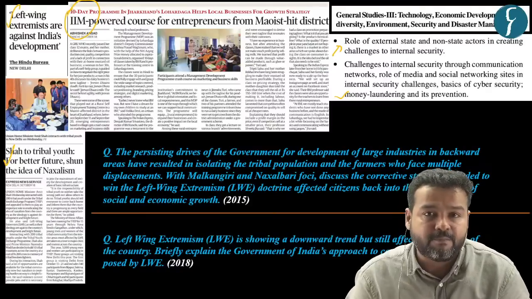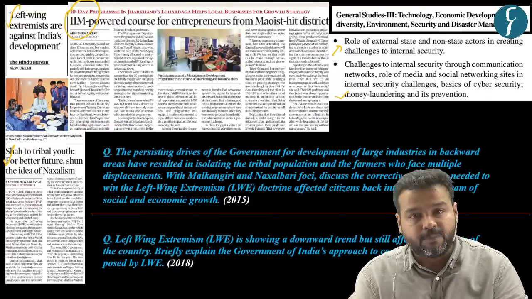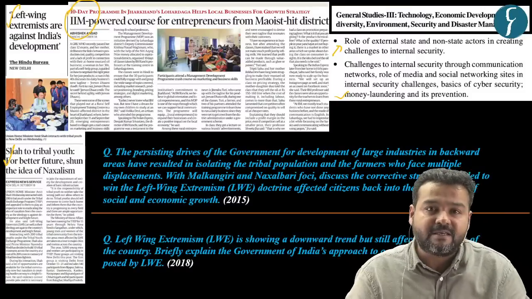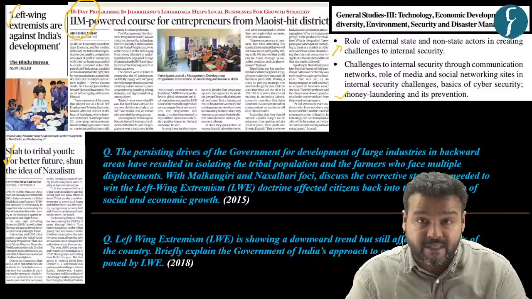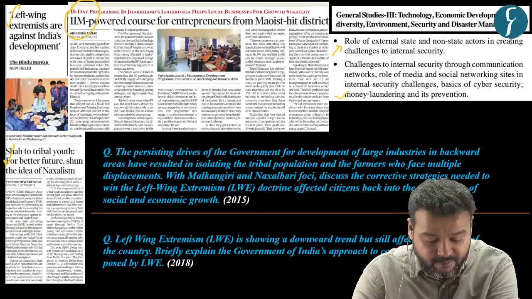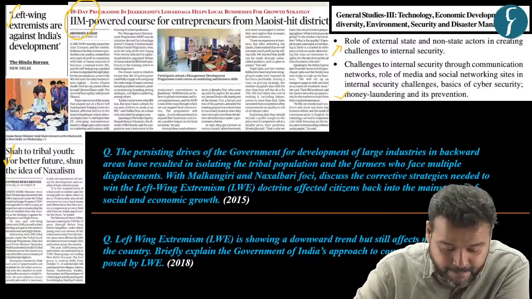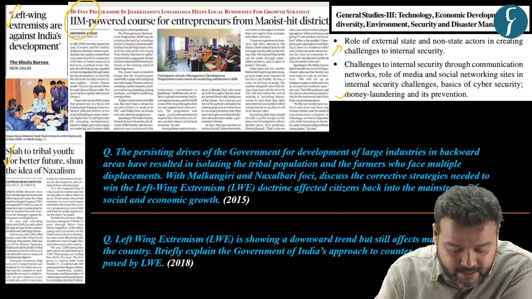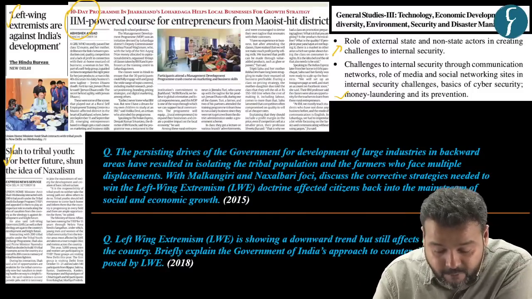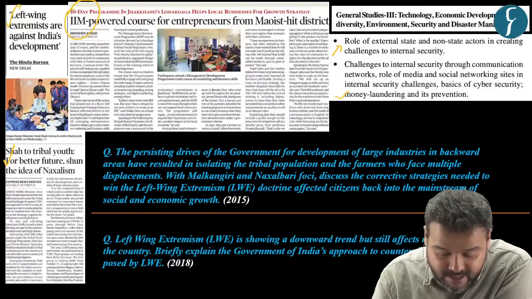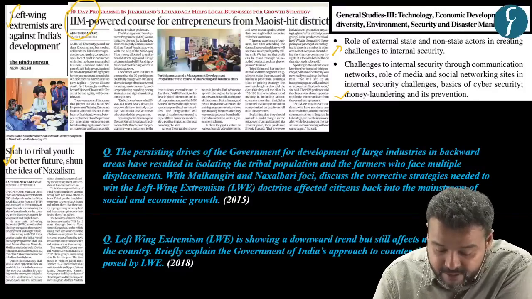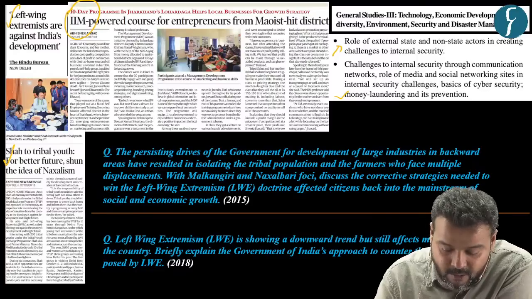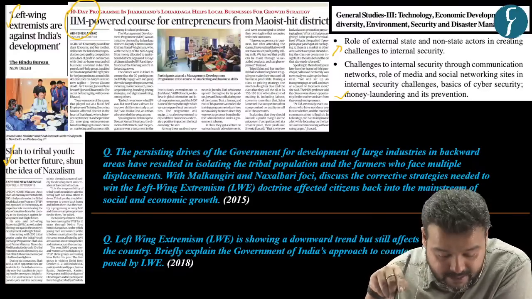So it is very important from the perspective of the UPSC examination, and you can easily see that UPSC is asking questions in mains based on left-wing extremism. Fine. So in 2015 itself, it asked a question that the persisting drives of government for development of large industries in backward areas have resulted in isolating the tribal population and the farmers who face multiple displacements.